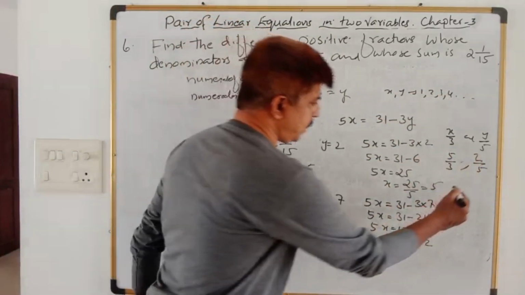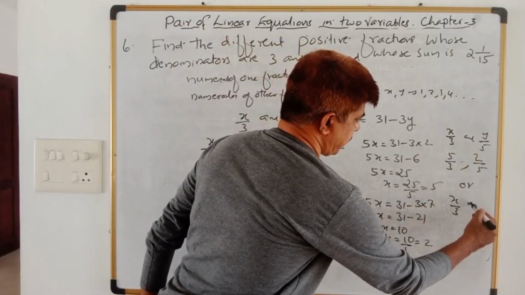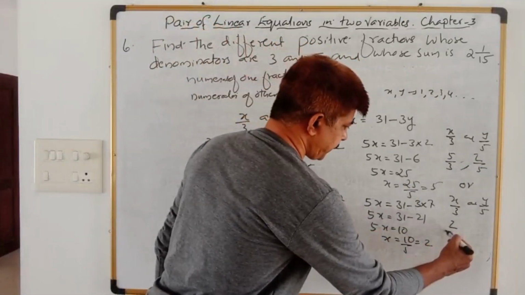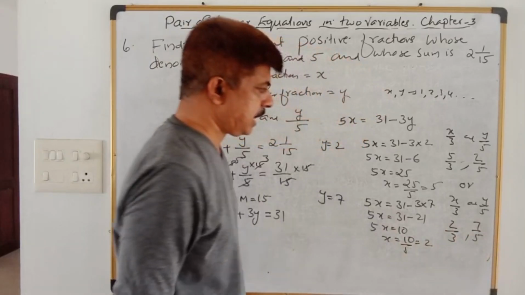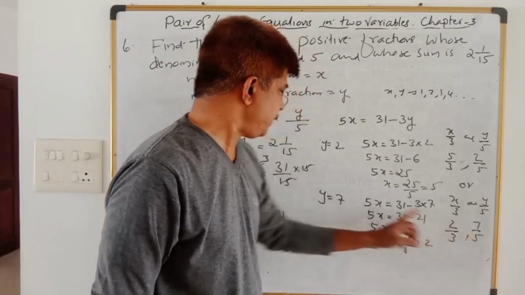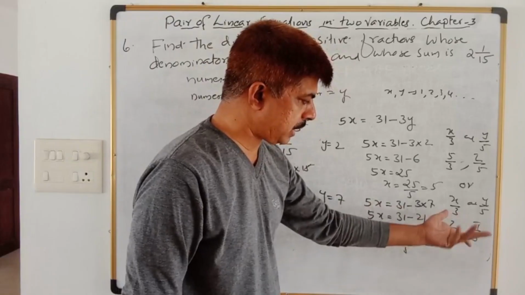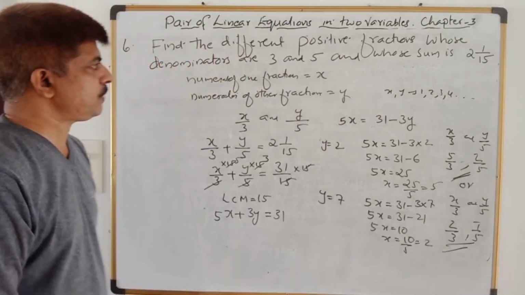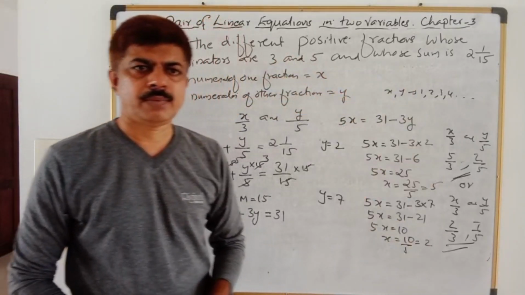Now second case, again one more solution is there for x and y. When our x is 2, that time y is equal to 7. This is another answer. In this case also, when you add these two fractions, we will definitely get 31 by 15. 2 fives are 10, 7 threes are 21, total 31 by 15. So these are the two possible answers. That means we are getting two fractions whose denominators are 3 and 5, whose sum is 31 by 15.